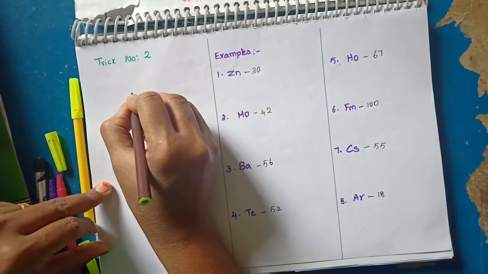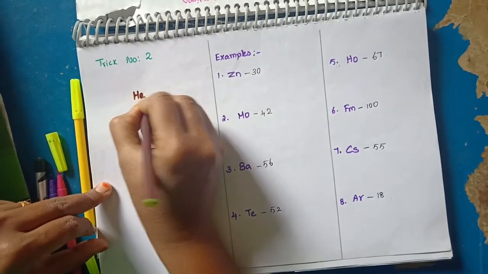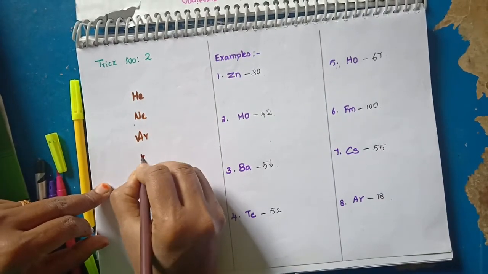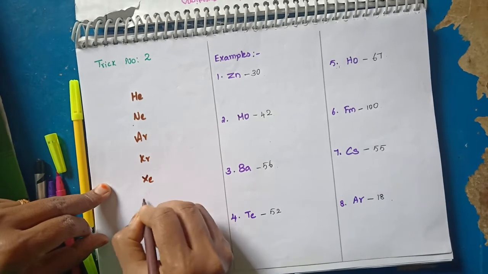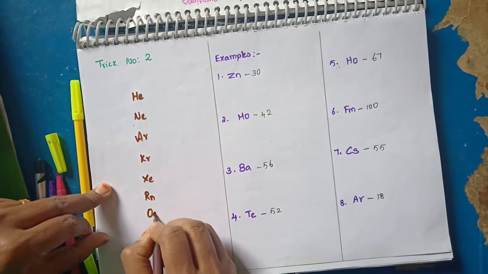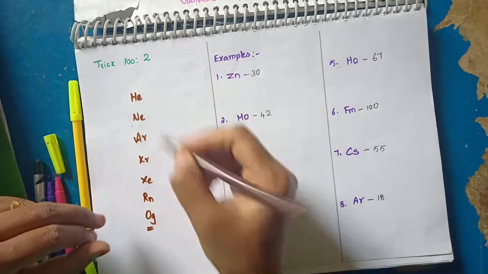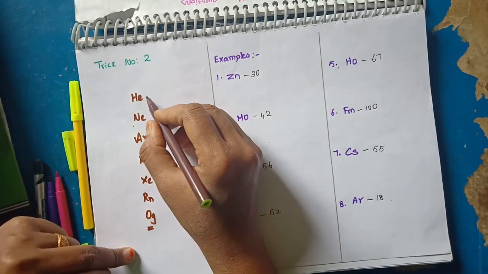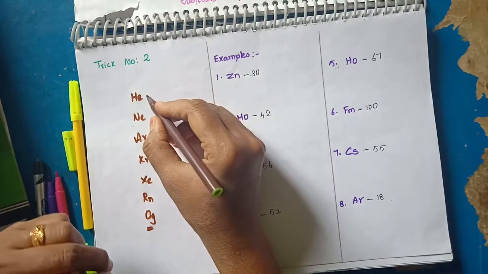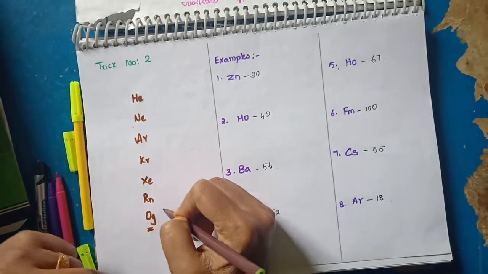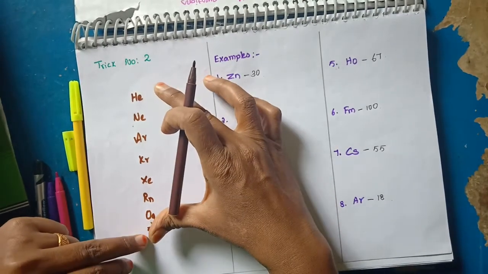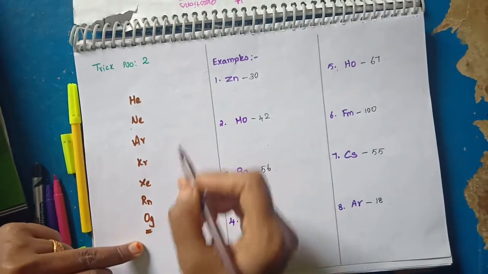So what are all the elements there? Helium, neon, argon, krypton, xenon, radon, oganesson. We can leave out oganesson because its study is not yet over. Fine, only this much is enough. If you are having difficulty memorizing this, I have given you a simple trick on how to memorize the noble gas group elements in a separate video. You can go through that video.